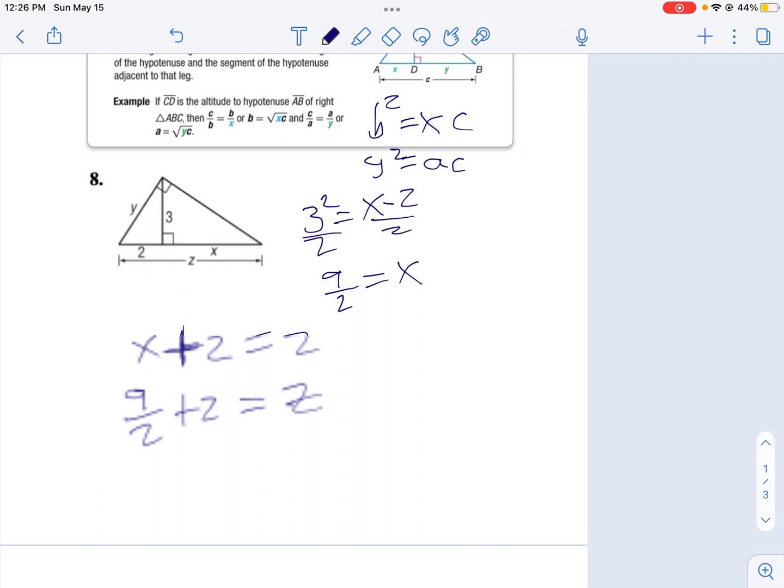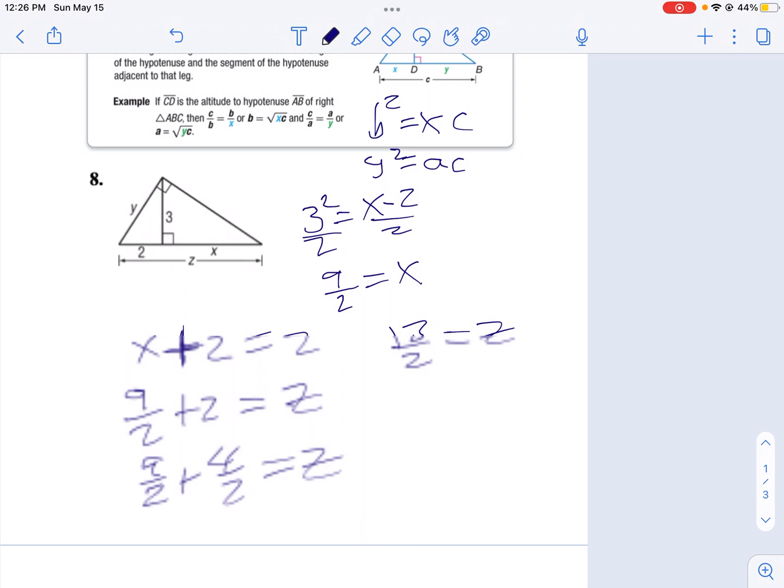So I'm going to add 9 halves and 2. Well, remember, 9 halves plus 4 halves equals z. And then 9 halves plus 4 halves gives me 13 halves is z.